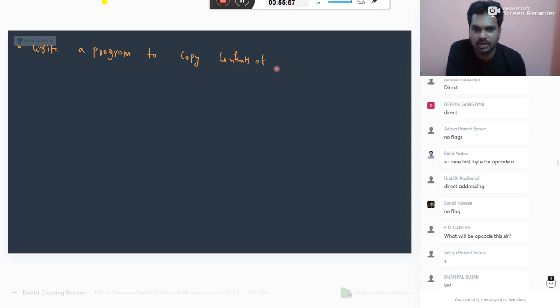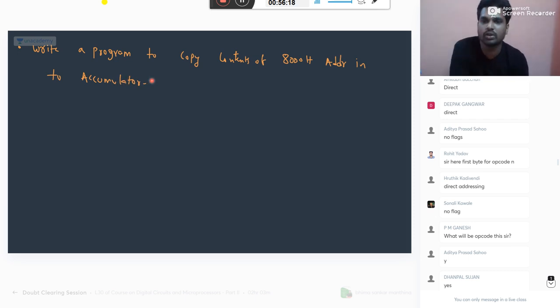Write a program to copy the contents of 3000. Why have you written 3000? Somebody asked me 8000. Let's take that. The 8000 address into the accumulator. We need to copy the data in the 8000 memory location into the accumulator. So let's see how to do it, how to write a program. See here, just wait here.